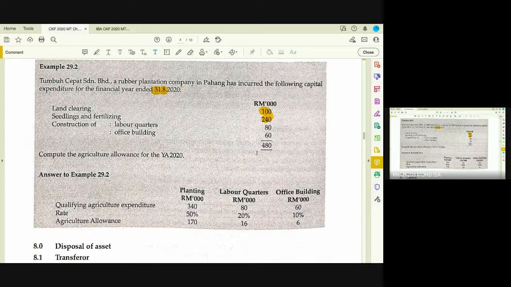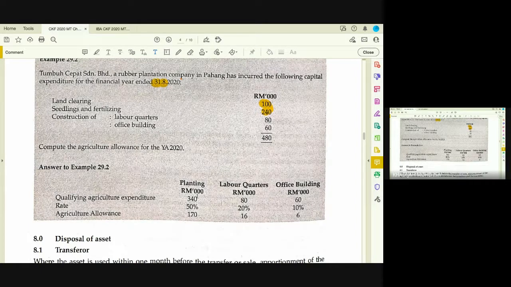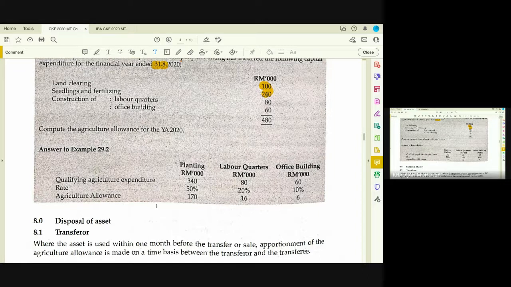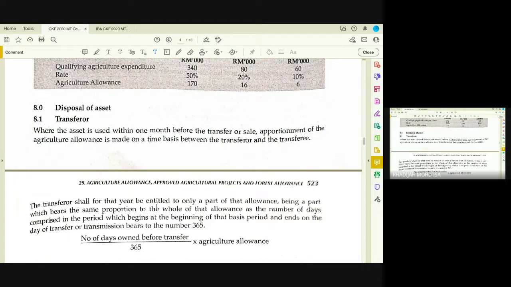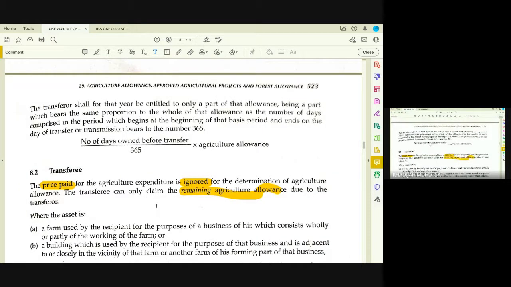Okay, all right. So, is that clear? How to do this? You only use the rate, identify the qualifying expenditure, and then apply the rate, then you have the agriculture allowance here. Okay, next, disposal of asset. When you dispose of an asset, the transferor can still claim allowance based on time apportionment, provided that you still use the asset within 1 month before the transfer. So you take the number of days before the transfer over 365 times the agriculture allowance, right? And for the transferee, the price paid for the agriculture expenditure is ignored because you are going to claim what is remaining due to the transfer, right?